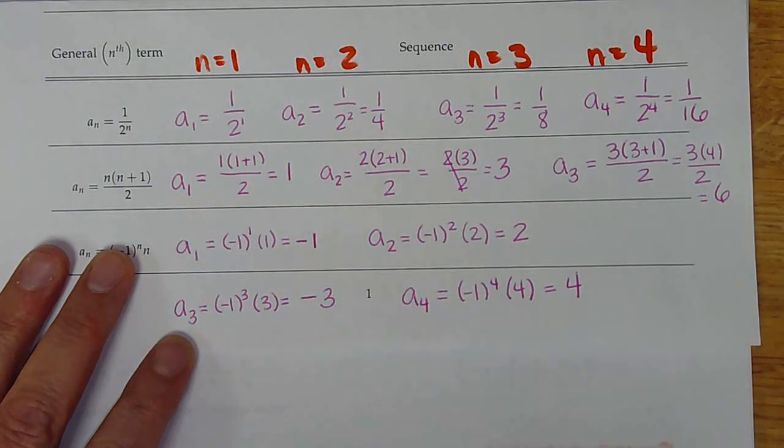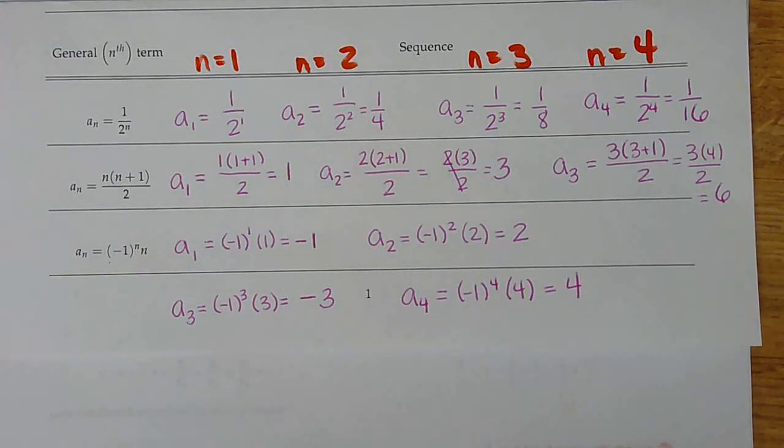And then all of these sequences keep going. We just did the first four terms, but these are infinite sequences. So you would use n equals 5, 6, 7, 8, and so on to get all of those terms.